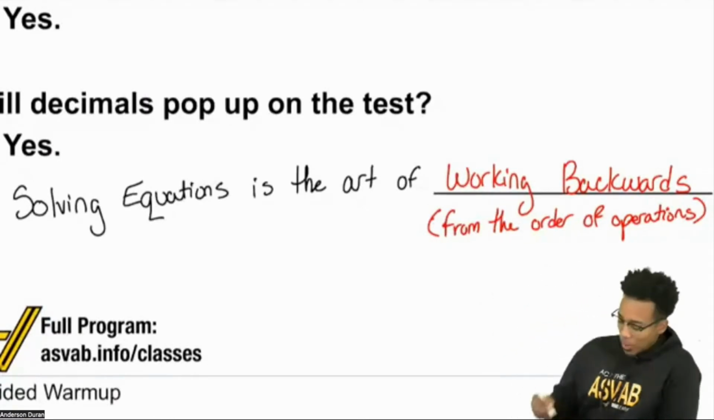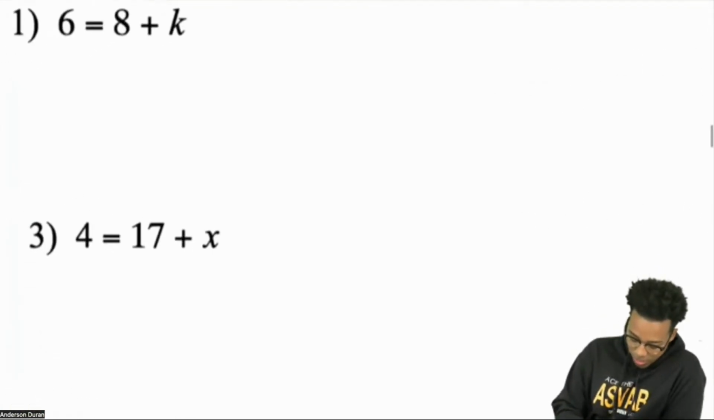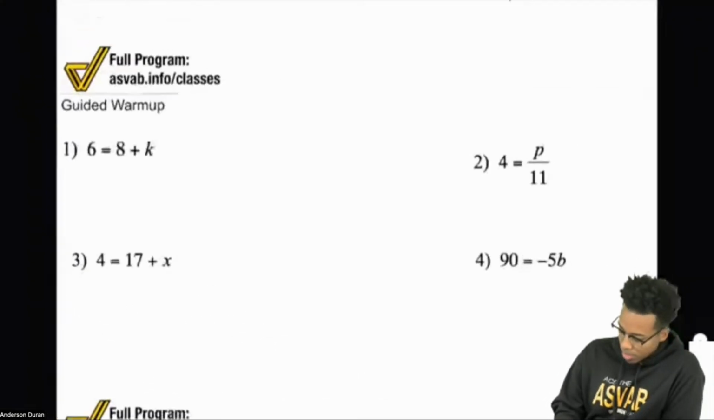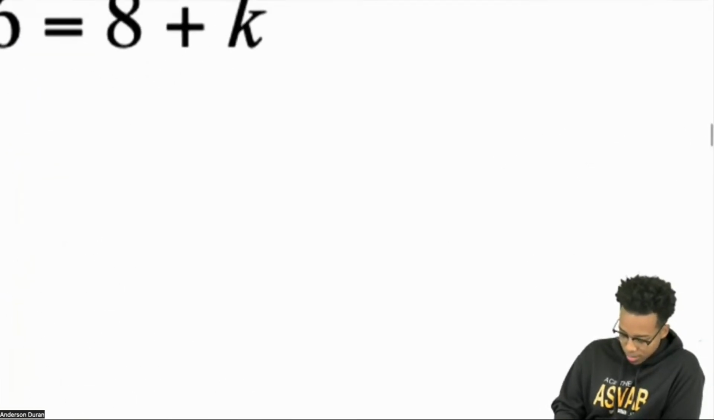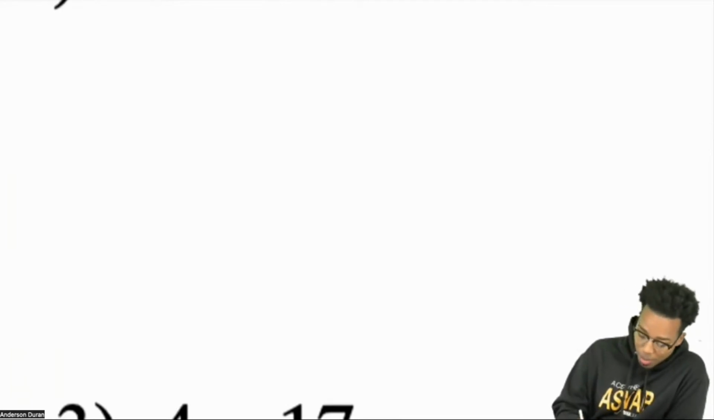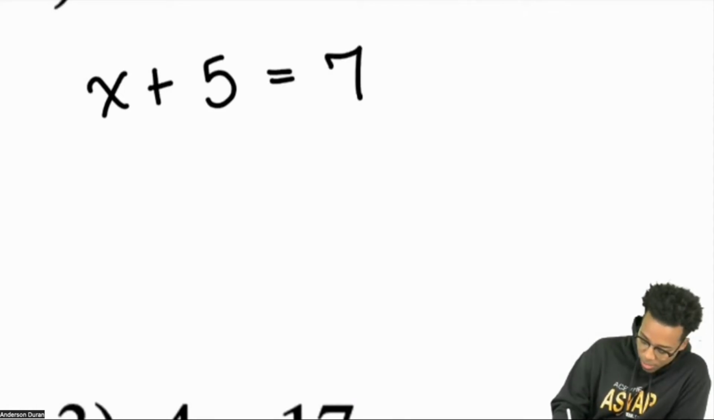All right, let's go ahead and get into it. Let's take a look at some of these examples. Let me zoom in on number one. Actually, let me write a different one down, that way we don't get any confusion in terms of what I'm about to say. So let's say x plus 5 equals 7.